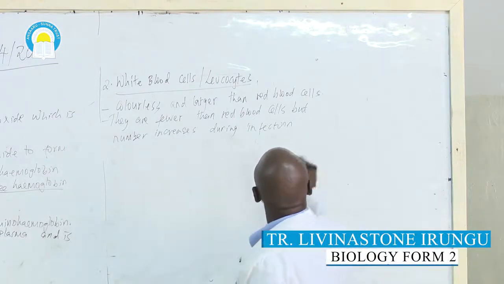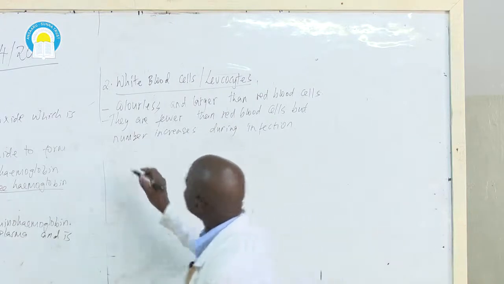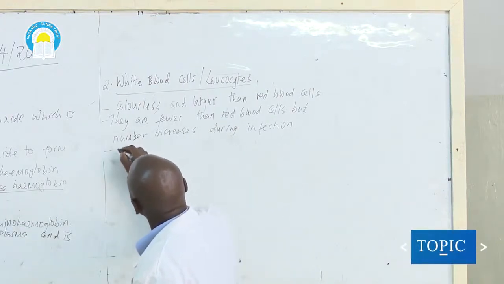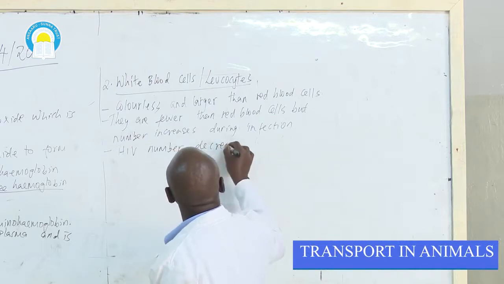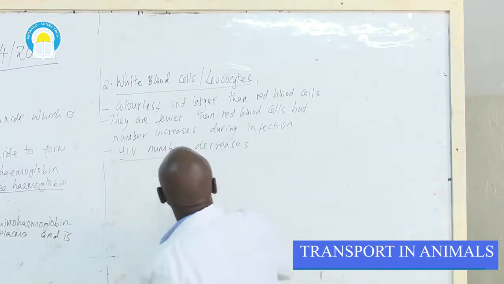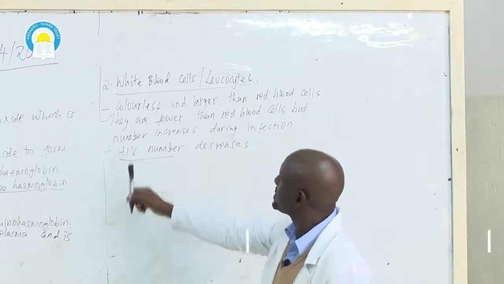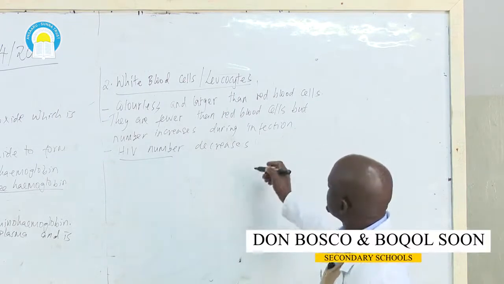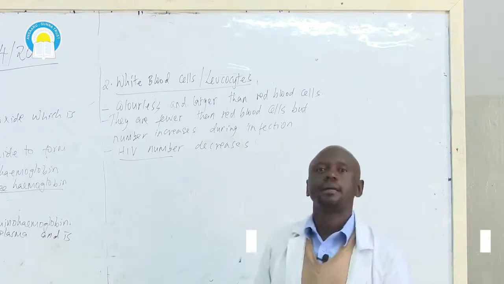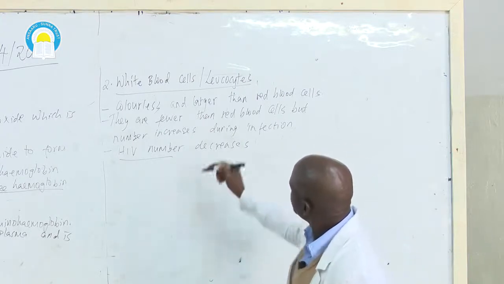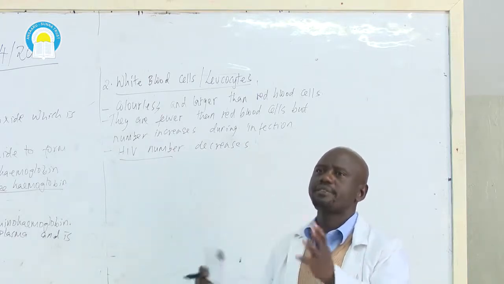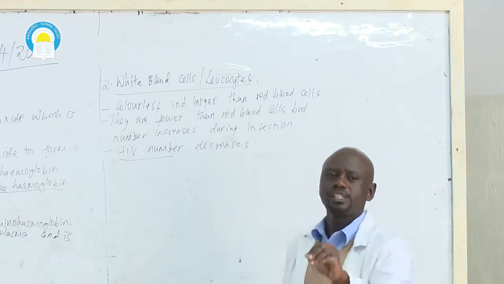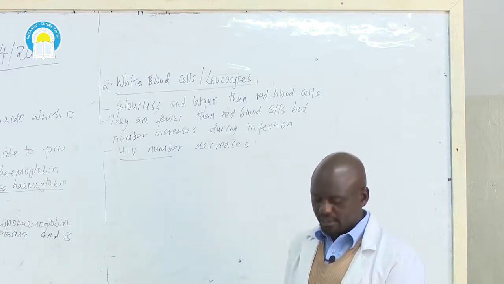However, there are some instances. In patients with HIV, the number will decrease. So the number decreases during infection of HIV, that is human immunodeficiency virus. The number decreases, and also during the infection of coronavirus, the number will also decrease because those viruses will destroy a lot of white blood cells.